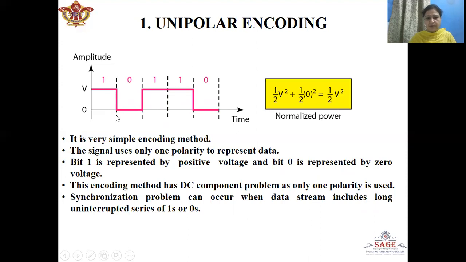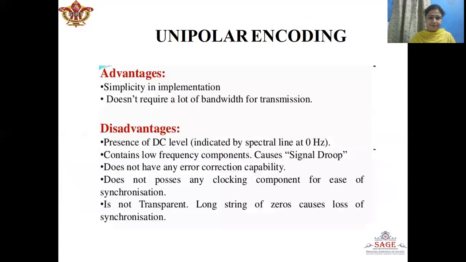Now, a synchronization problem can occur when the data stream includes a long uninterrupted series of ones or zeros. This encoding method also has a DC component problem, as only one polarity is used. The advantages of unipolar encoding: it is very simple to implement and it requires less bandwidth for transmission. Disadvantages: it has a DC level component. It does not have any error correction capability. It does not possess any clocking component for self-synchronization, and a long string of zeros causes loss of synchronization.